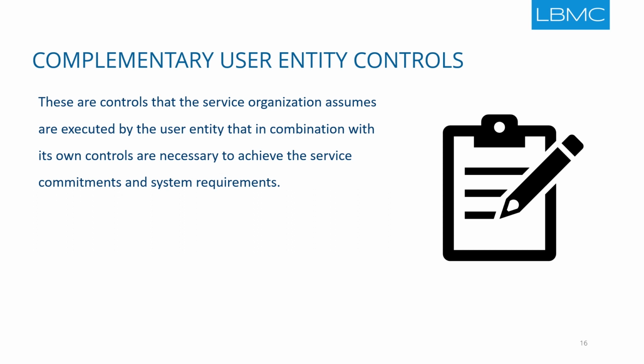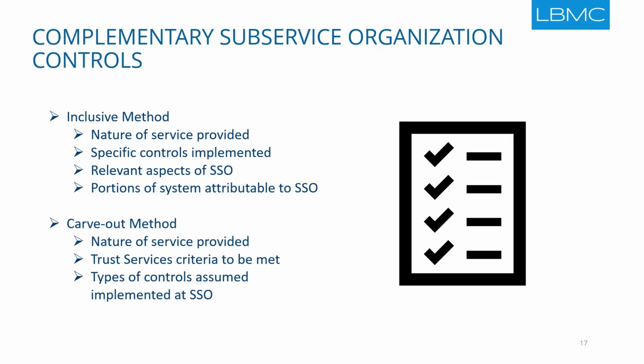Complementary user entity controls, or CUECs, are controls that the service organization assumes will be in place at the user entity. These controls, together with the service organization's controls, achieve the service commitments and system requirements. These are typically listed in table format, showing the related criteria and a brief description of the user entity control required. An example of this is the user entity appropriately authorizes access to the system and removes access when no longer needed.